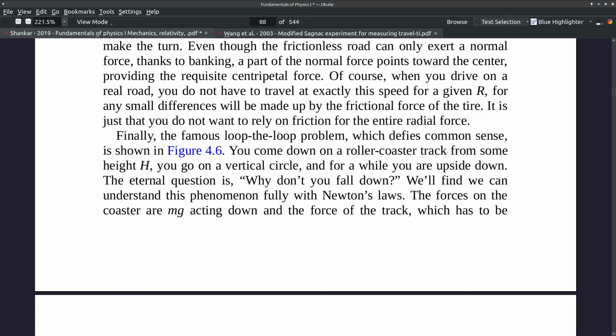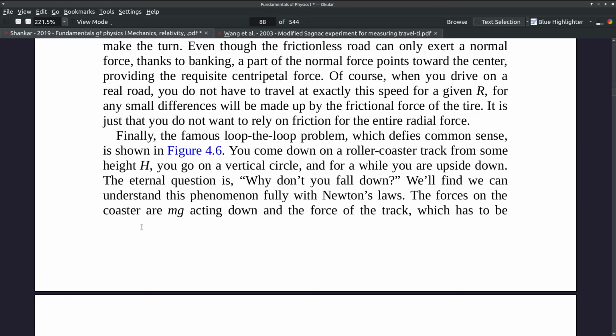Finally, the famous loop-the-loop problem, which defies common sense, is shown in figure 4.6. You come down on a roller coaster track from some height h, you go in a vertical circle, and for a while you are upside down. The eternal question is, why don't you fall down? We'll find we can understand this phenomenon fully with Newton's laws.